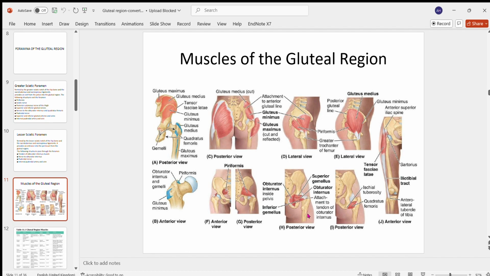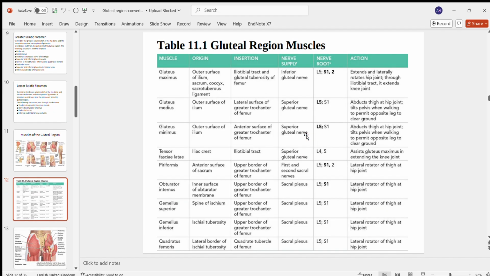The muscles of gluteal region are the gluteus maximus, medius, and minimus, which are attached on the gluteal surface of the hip bone or ilium. Then we have the piriformis. The tensor fasciae lata is one of the gluteal muscles. The quadratus femoris, obturator internus, obturator externus, superior gemellus, inferior gemellus. These are the muscles of the gluteal region. We are going to do these one by one.